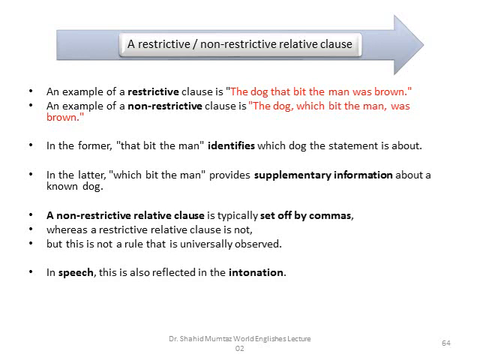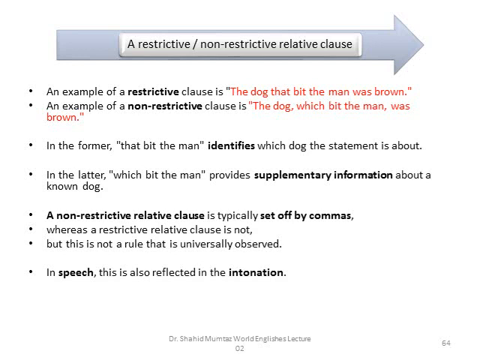And in the second one, which bit the man provides supplementary information about a known dog. How can you check this? If you remove the clause which bit the man, the sentence the dog was brown is still complete. But in the first, you cannot remove it because it is one full sentence.